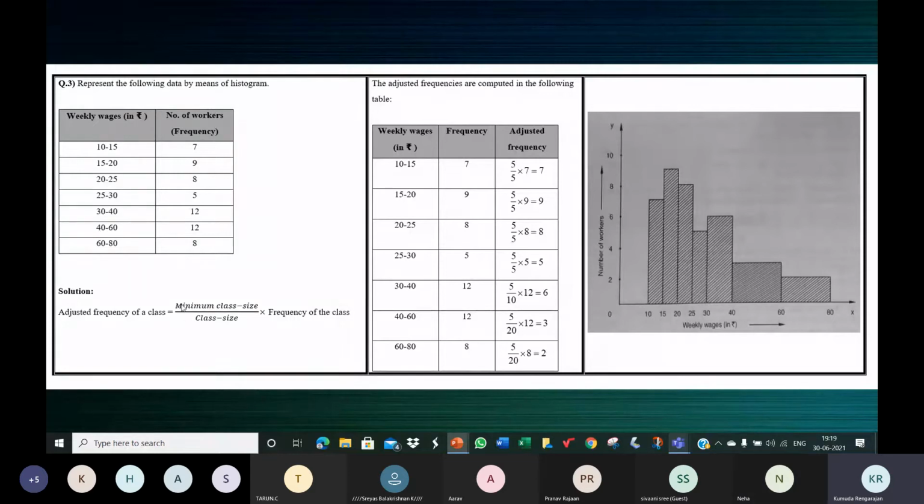Fill it in this formula for the minimum class size. In this distribution, the minimum class size is 5. So 5 divided by the class size of that class interval, into the frequency of that class interval. Just put it in that formula and get the new frequencies.